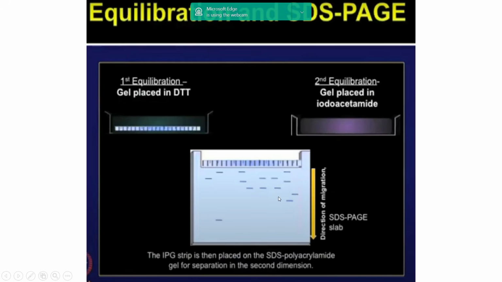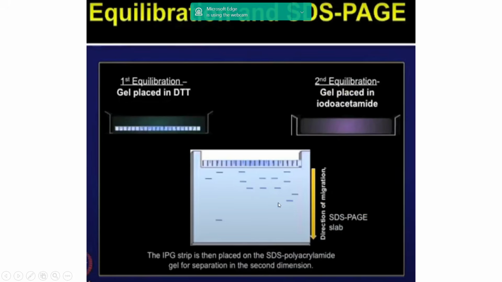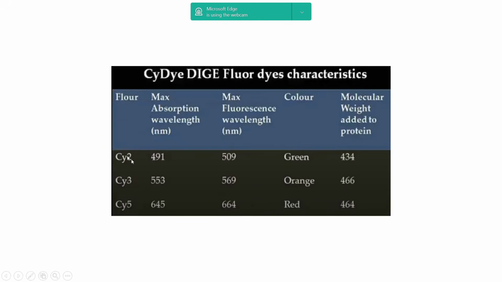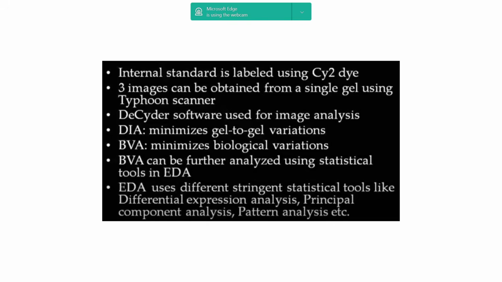In terms of DIGE, you don't need any staining as such because your samples themselves have been dyed already with the help of CyDyes. So you can directly take this gel and visualize it by giving the excitation and emission required for visualizing that specific sample. There are different scanners which we also discussed in terms of two-dimensional electrophoresis, such as the Typhoon scanner, etc. So three images can be obtained from one gel itself, and you can analyze those images using DeCyder software.